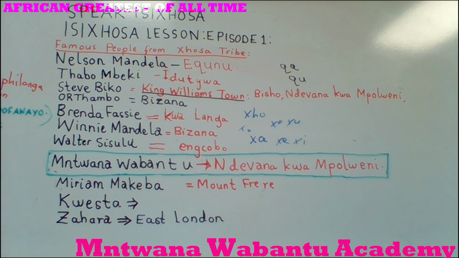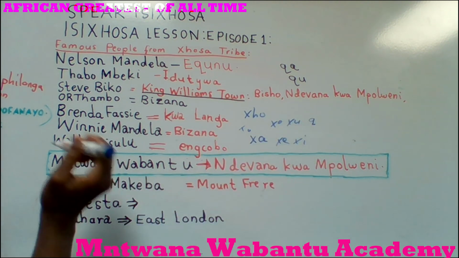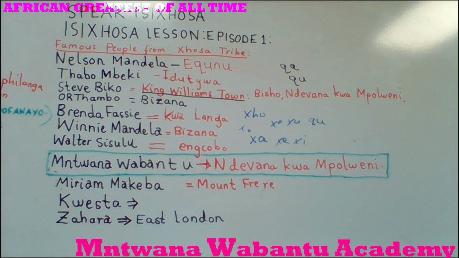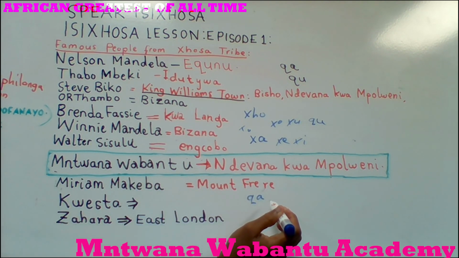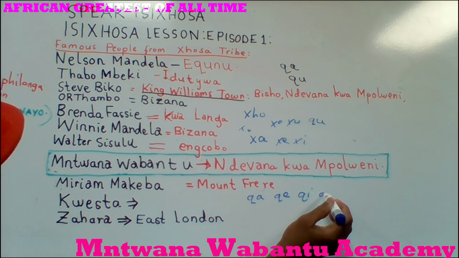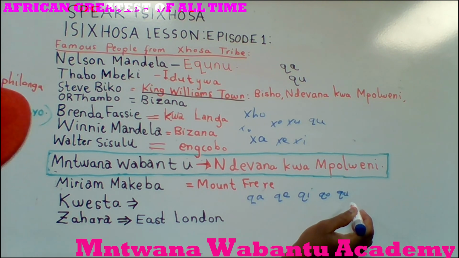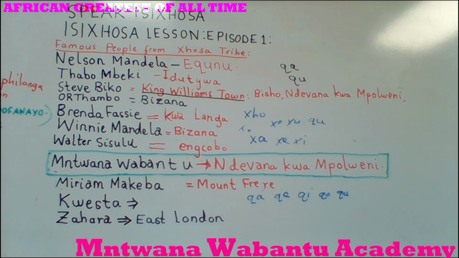I want to tell my brother here, who told me he was in prison for 27 years. Nelson Mandela also comes from the Xhosa tribe, and he is from Qunu. In Xhosa, if you have a Q, you spell it like this, for example QU, QA, QE. So this says he is from Qunu, a small village where Nelson Mandela was born.